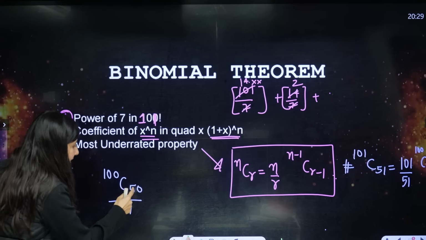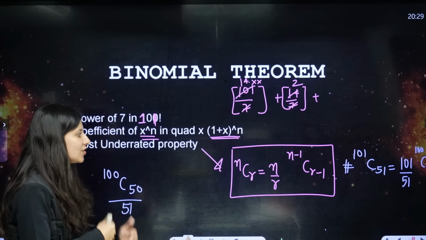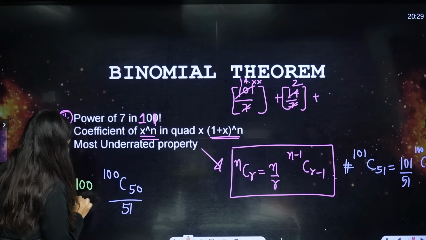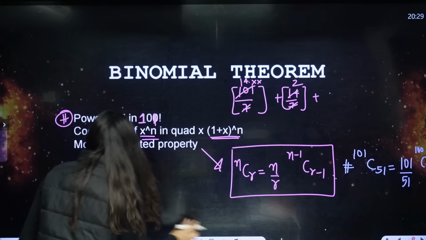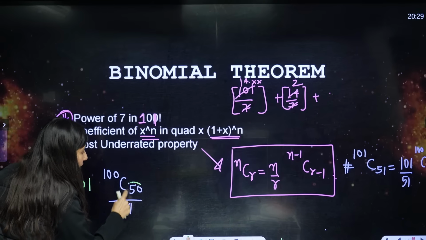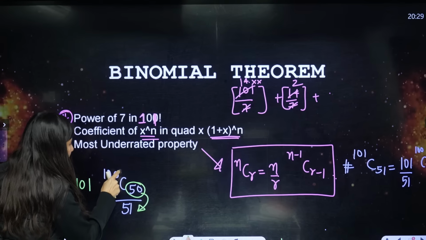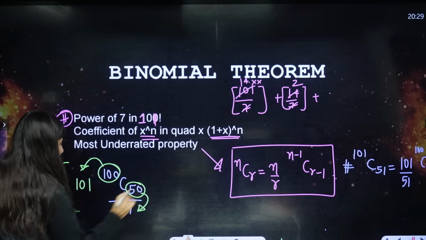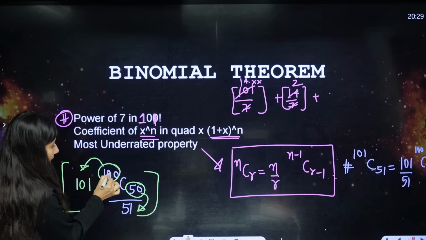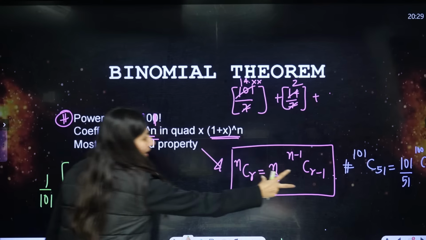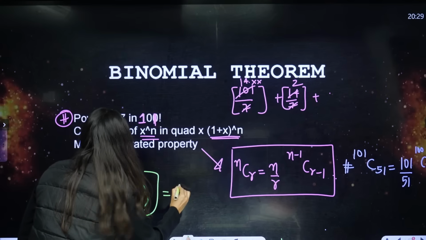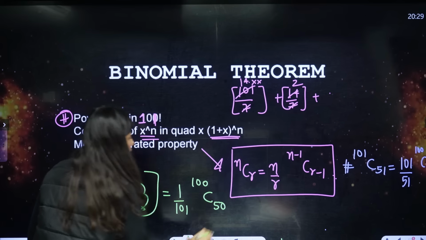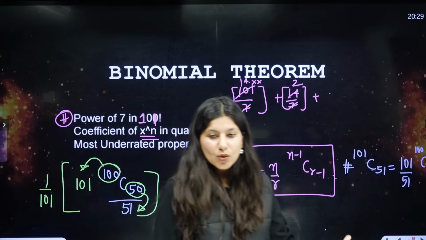Over here this is 50, this is 51. Basically the agenda is that 50, so 51, now I need 101. So I need one more than this in the denominator and one more than this in the numerator. So 1 upon 101 I need to multiply. This is n by r times (n minus 1)C(r minus 1). The right hand side is right here, so this is 1 upon 101 times 100C50. So you'll be able to calculate this.